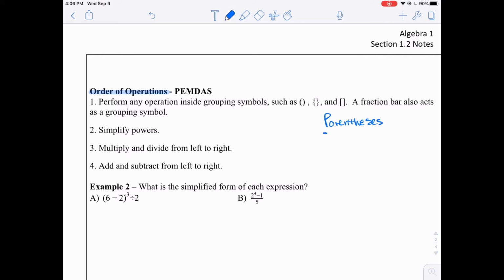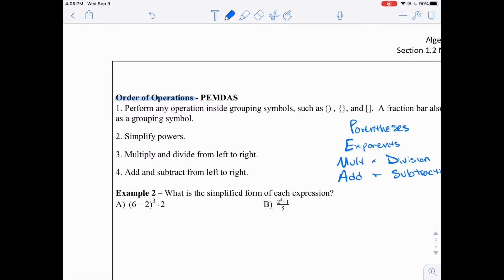Parentheses, exponents, multiplication and division, and then addition and subtraction. So to help me remember this, you'll notice it's got 4 tiers.